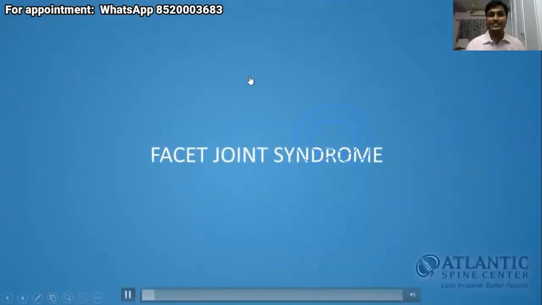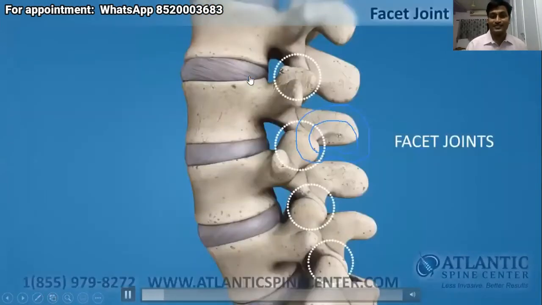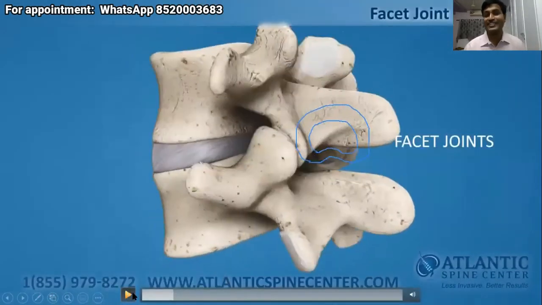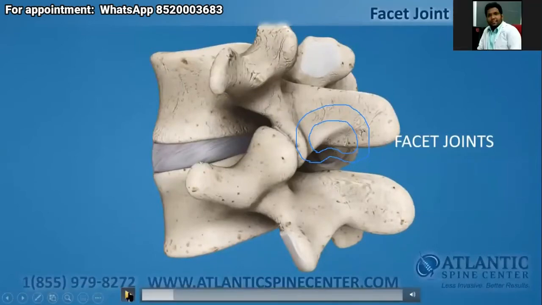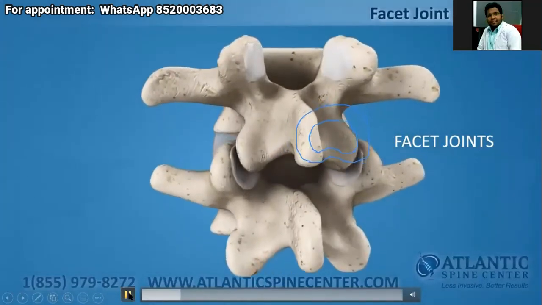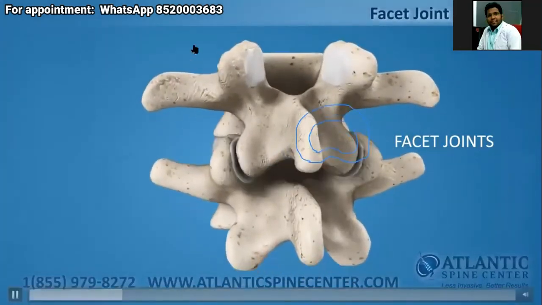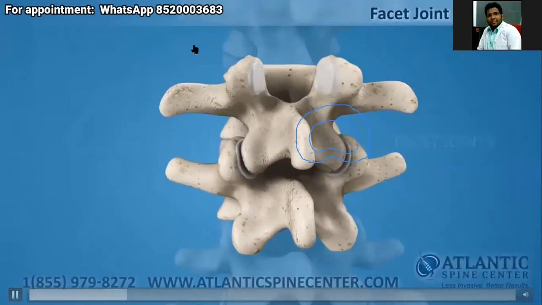And this one also. Dr. Srinivas, can you explain this entire animation to all the colleagues? Yes, sir, I'll try my best. So this is the facet joint, which is articulating between the superior articulating facet of the vertebra below and the inferior articulating facet of the vertebra above.